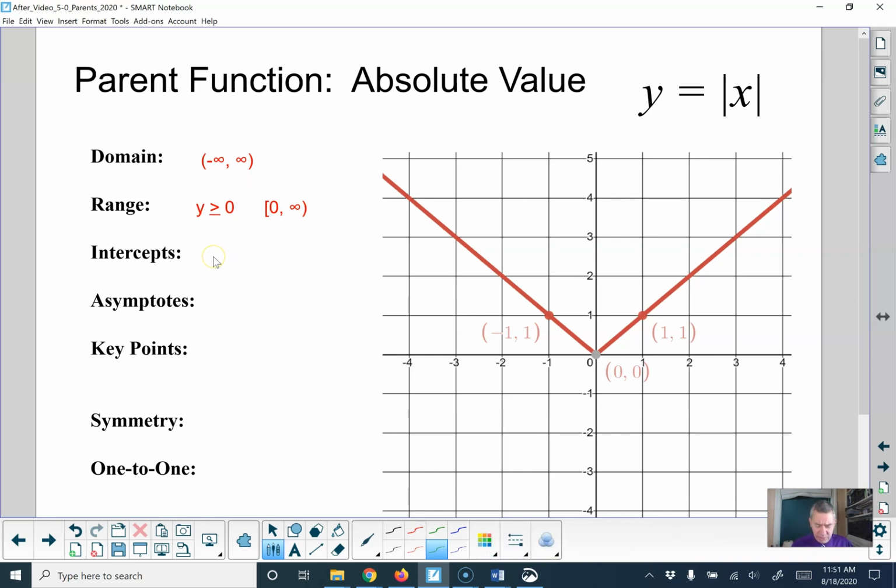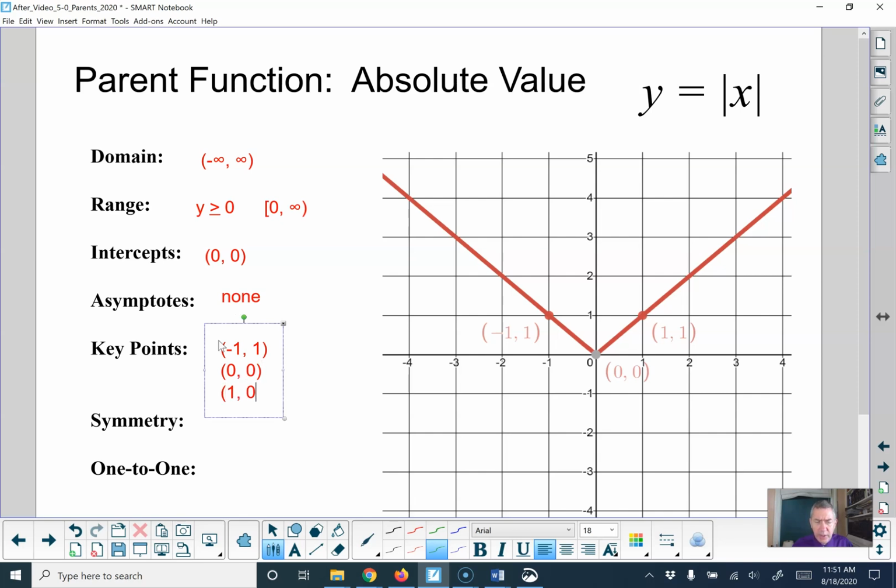You notice that there's an intercept at (0, 0). The origin is both the x-intercept and the y-intercept. There are no asymptotes. The key points here are (-1, 1), (0, 0), (1, 1). If you know what happens to those 3 points, you can basically graph the entire function. It is symmetric, as you notice, symmetric over the y-axis, which makes it an even function. There's more information on even and odd functions if you don't remember what an even function is.